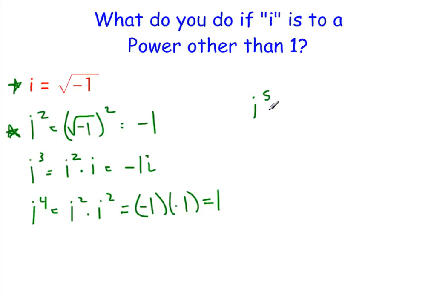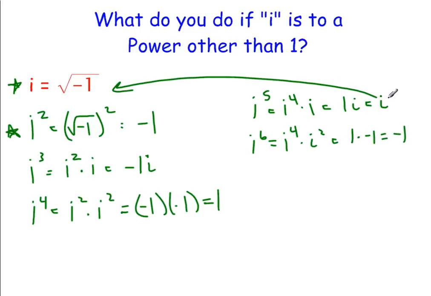So let's try one more. i to the fifth. Well, I could break that down to i to the fourth times i. We just found out that i to the fourth is 1, so this is 1 times i, which is just i. And so we start to repeat. For example, if I did i to the sixth, that's i to the fourth times i squared. Well, i to the fourth is 1, i squared is negative 1, so I get a negative 1.